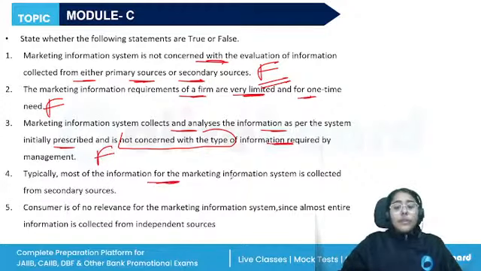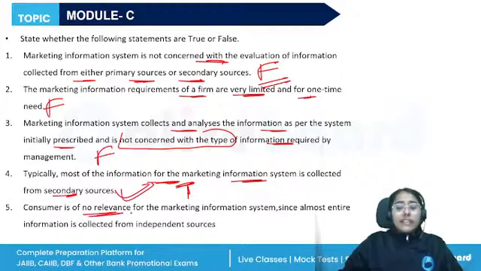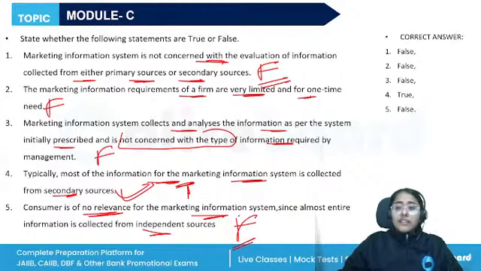Typically, most of the information for the marketing information system is collected from the secondary source. This can be true. Secondary source means the customers, and consumer is of no relevance for the marketing information because entire information is collected from independent sources. So again, this will be false. So the correct answer is first, second, third and fifth are false statements and only the fourth statement is true.